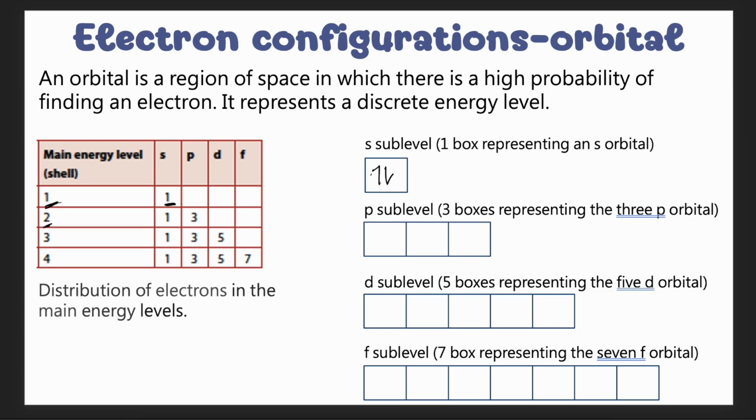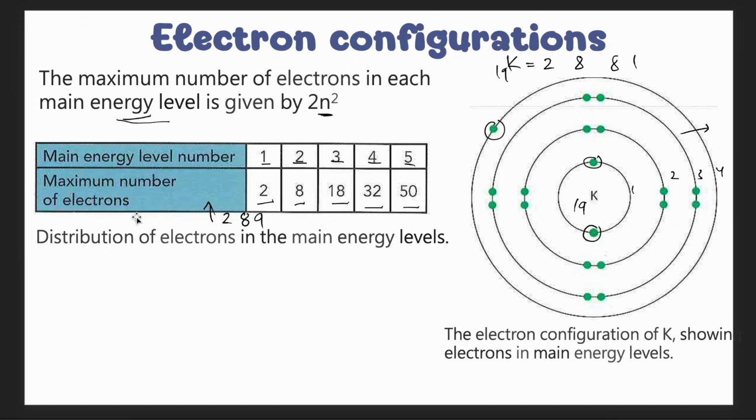And for the second main energy level, we have s and p. The p has 3 orbitals. So the second main energy level has 4 orbitals, 1 from s and 3 from p, and p can hold 6 electrons. So how many electrons on the second shell? It's 8 electrons. From p, it has 3 orbitals, so this is 6 electrons, and this one is 2 electrons. So let's go back to here. That's why here is 8 electrons.